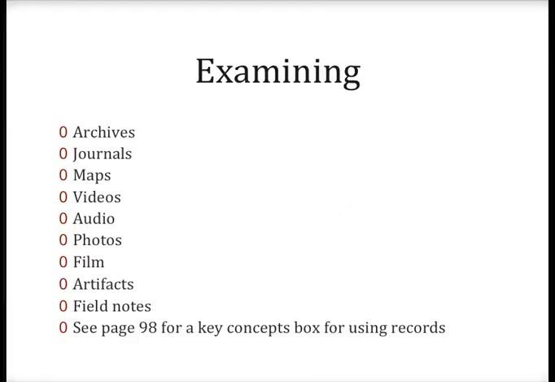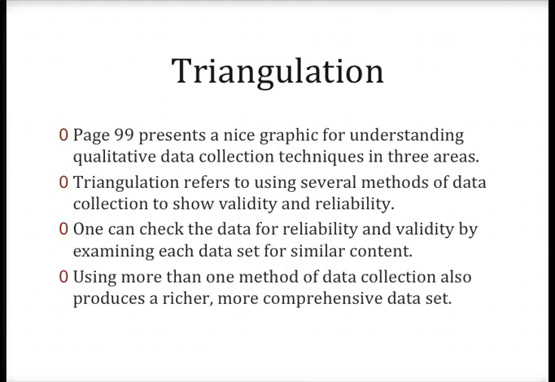And I already mentioned artifacts. And then your field notes are examined as well. So if you do observation and take field notes, the examining of those field notes falls under that category. On page 98, there's a key concepts box for using records, so you might take a look at that as well. So why am I giving you all these different strategies?